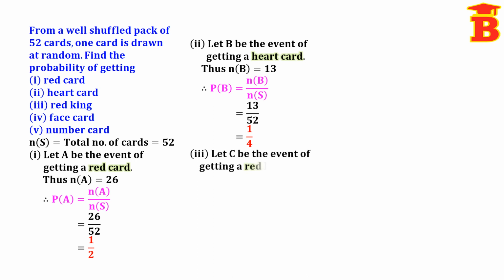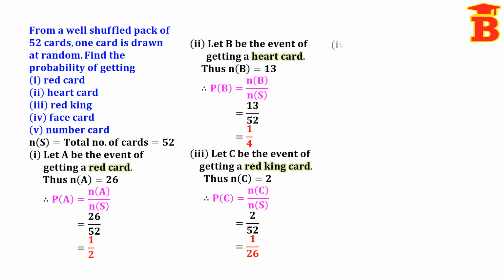Next, third question, red king. Let C be the event of getting a red king card. So N of C equal to 2. There are 2 kings in red color. Therefore, using formula P of C equal to N of C divided by N of S, that is equal to 2 divided by 52. Cancel 2, we get the answer 1 by 26.